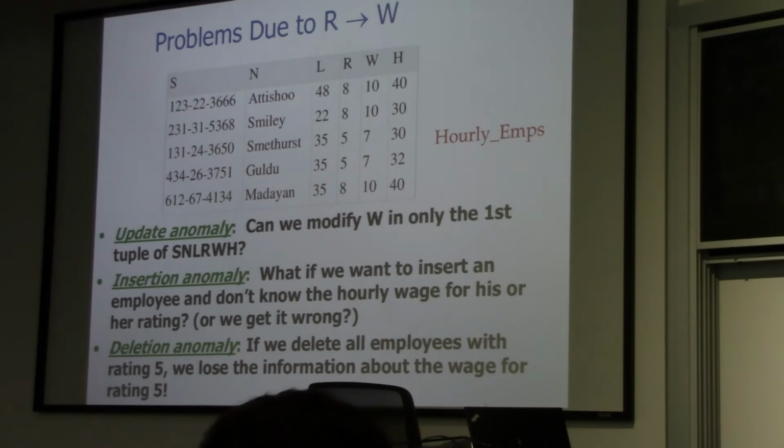If you have, let's say, 10,000 employees with rating equal to 8, a single update like this will cost you 10,000 updates. And imagine if your database experiences a power failure in the process of doing that, you may end up with an inconsistent state. Some have been updated, some have not. Does it make sense? That's what we call update anomaly.